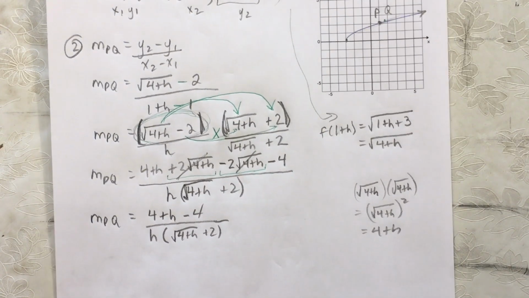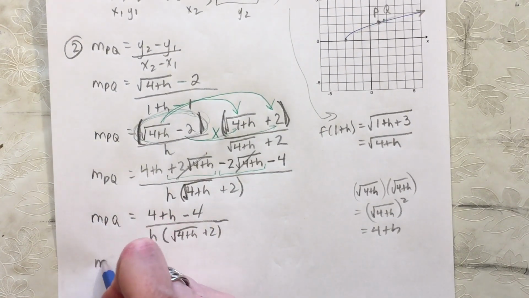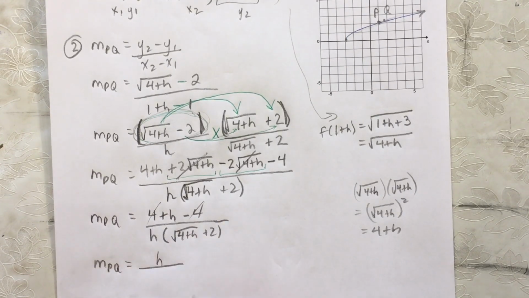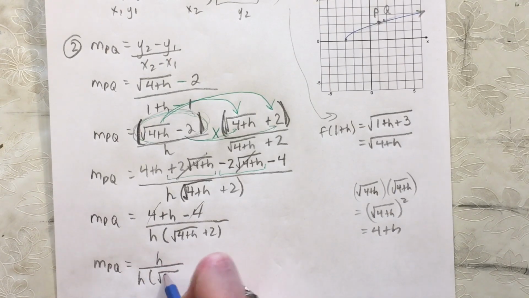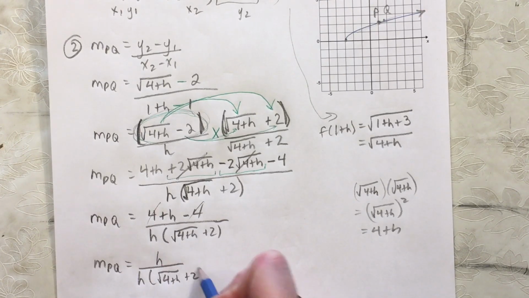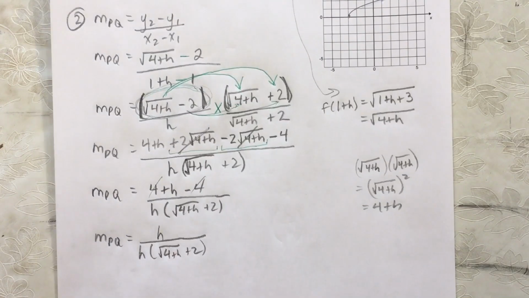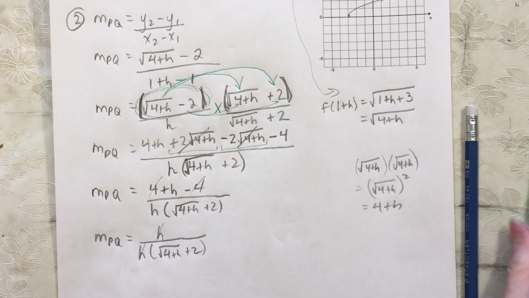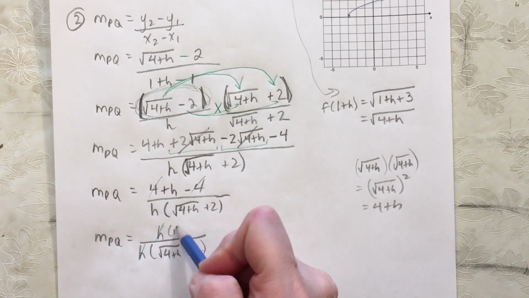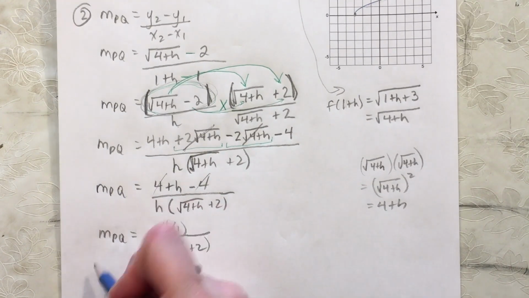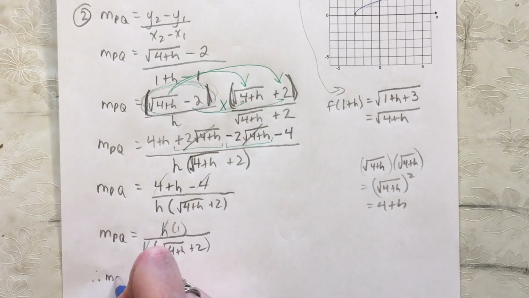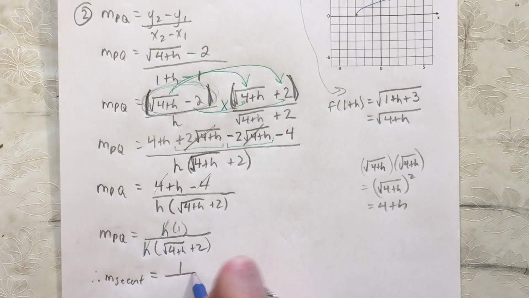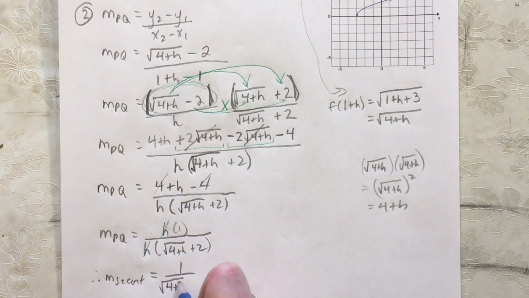Okay, so then you can see what happens here. I've got 4 and minus 4, so I've got my slope of my secant. Those add to 0. And finally, after all that algebra, I can divide those h's out. But remember that there's really a 1 left on top there. So all that work led me to knowing that the slope of the secant, or the line joining the points P and Q, is 1 over the square root of 4 plus h plus 2.